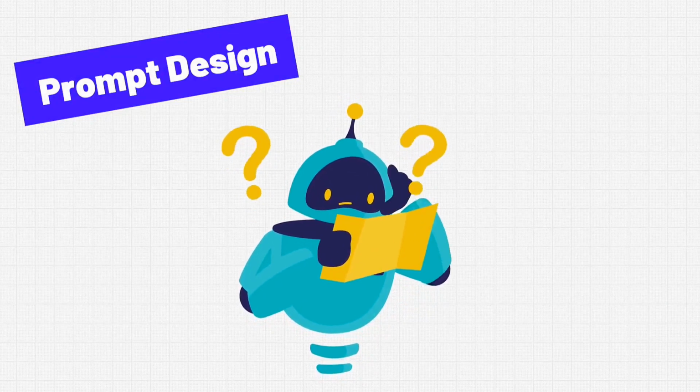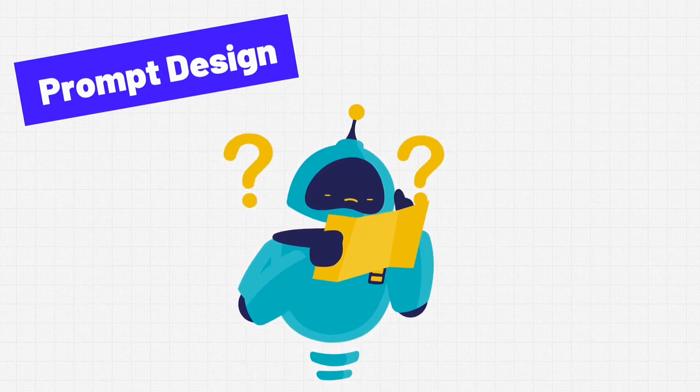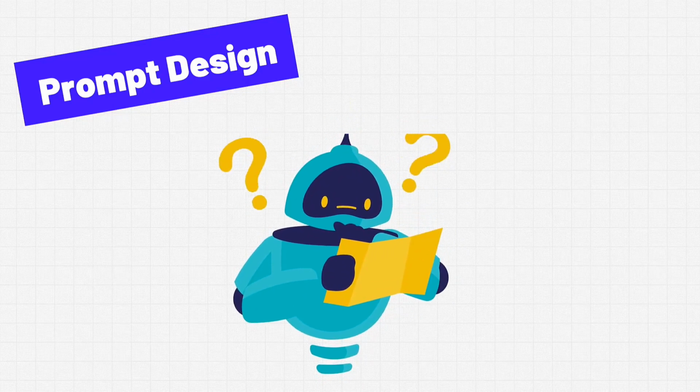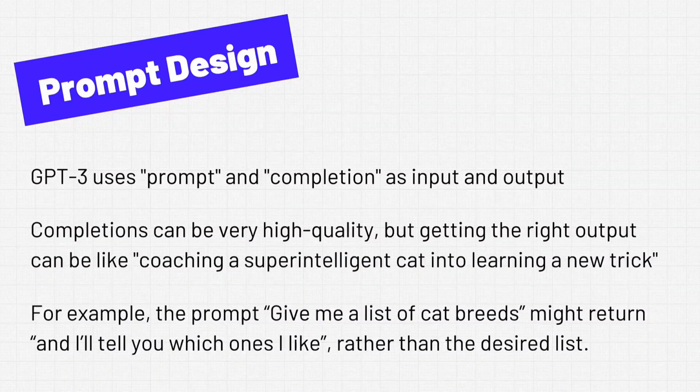Hello and welcome back to our mini course on large language models. In this lesson, we're going to learn a bit about prompt design, and then quickly we're going to jump right into GPT-3 and start experimenting ourselves. So when you're using GPT-3, you're going to see the words prompt and completion a lot. These are its input and output. So you're going to give GPT-3 a prompt, and it's going to give you back a completion.